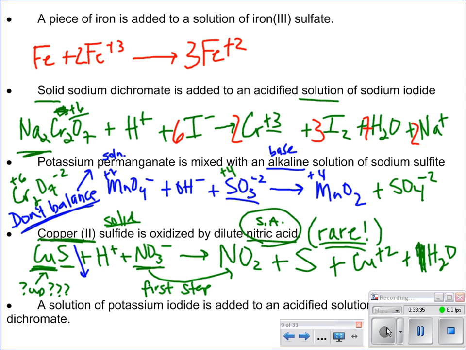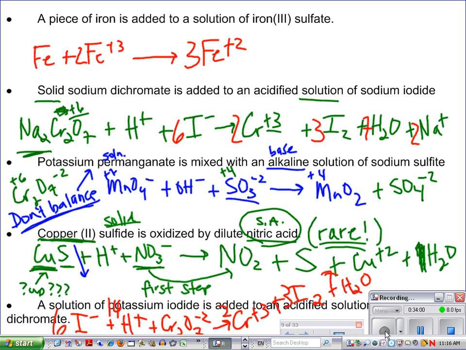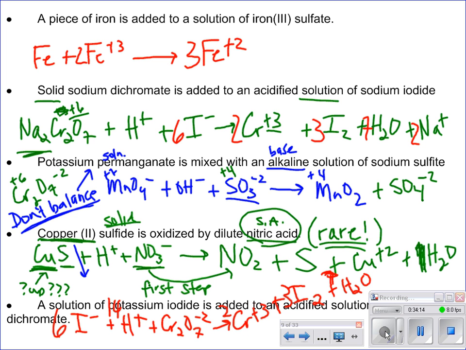All right, a solution of potassium iodide. What do I write? I minus is added to an acidified solution of, you can't see it, people at home, but on your notes it says potassium dichromate, and it's a solution, so Cr2O7 -2. Okay, I'm going to turn the recorder off. Y'all tell me what to do. All right, so there's your answer. Once it's all balanced, 6I minus plus 14H plus Cr2O7 -2 gives you 2 chromium ions, 3 iodides, and 7, it's a beautiful 7 waters.